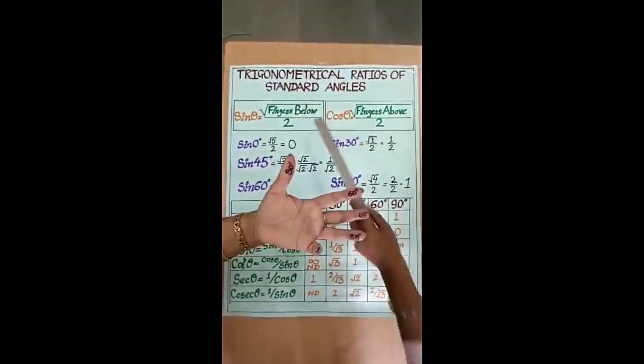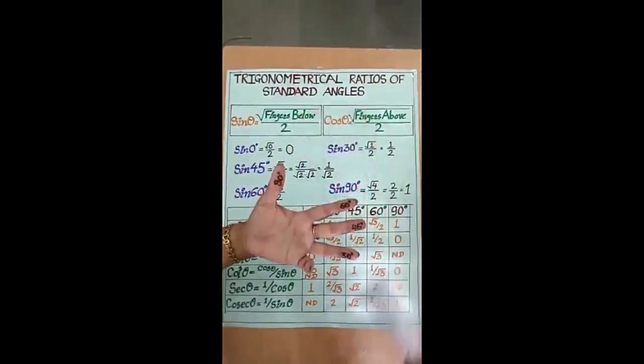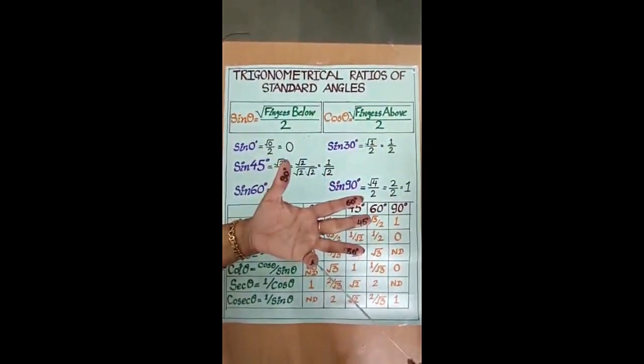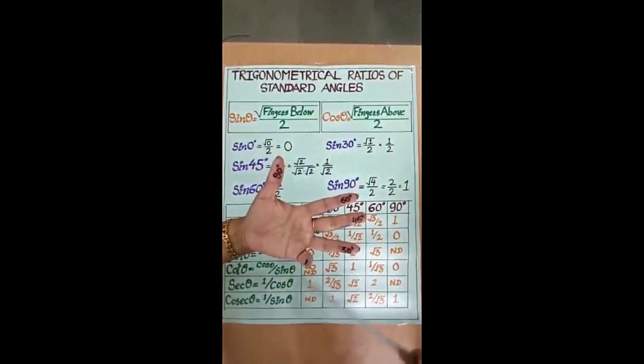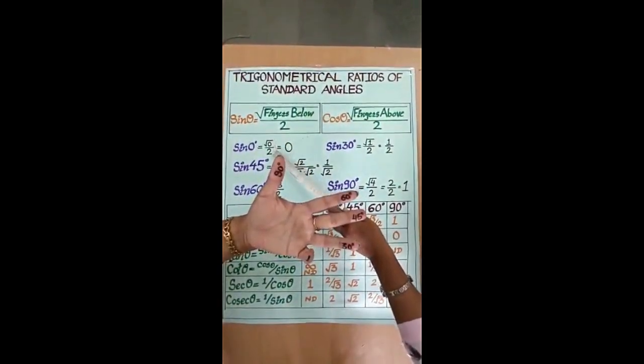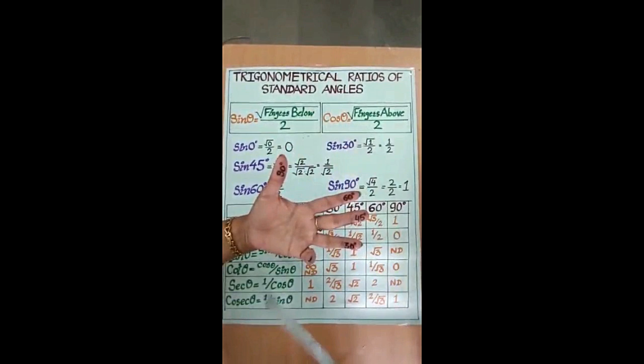What is the formula? Under root fingers below. How many fingers are below this 0 degree? There are no fingers, that means 0 fingers. Therefore root 0 divided by 2 comes to 0. Okay, this is for sin 0.